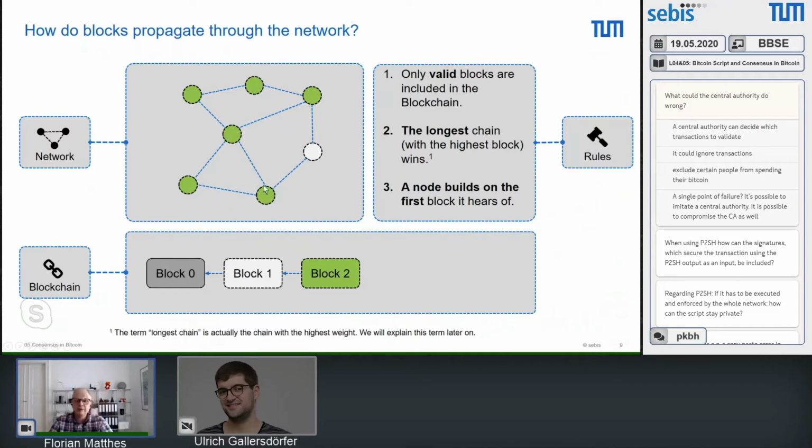And after a third step, the whole network reaches consensus, because after a certain time, let's say 6 steps or something in such a network, every node has validated it. So we reach consensus in the whole network about the order of transactions, because all these transactions happen in this order, and then these transactions happen in that order.